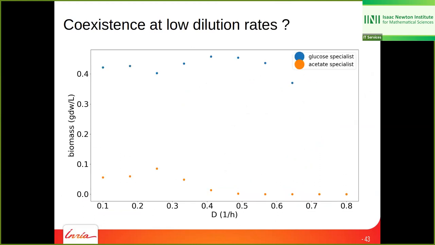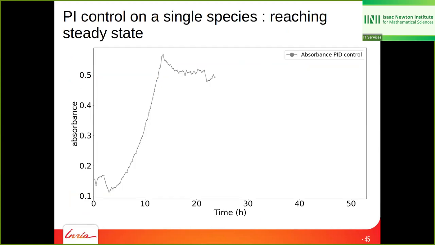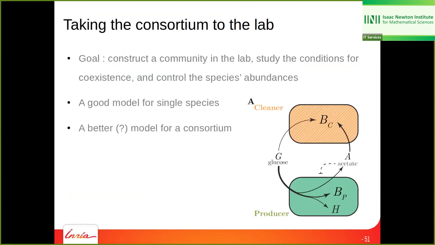And then indeed in this model that I set up, you can also get coexistence at low dilution rates and not high ones. These are just qualitative things that we can now do with the model. So we have maybe a better model that we have to validate more, and then hopefully we can also use it to, in the end, control the consortium. I have some plots with control, but it's not that.